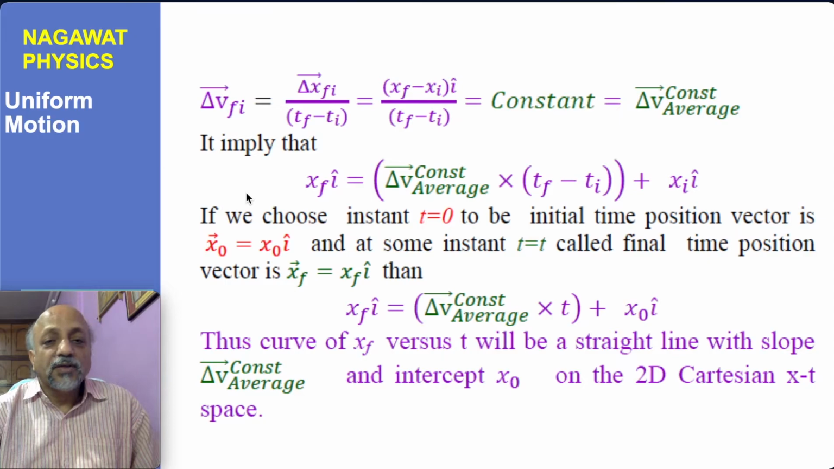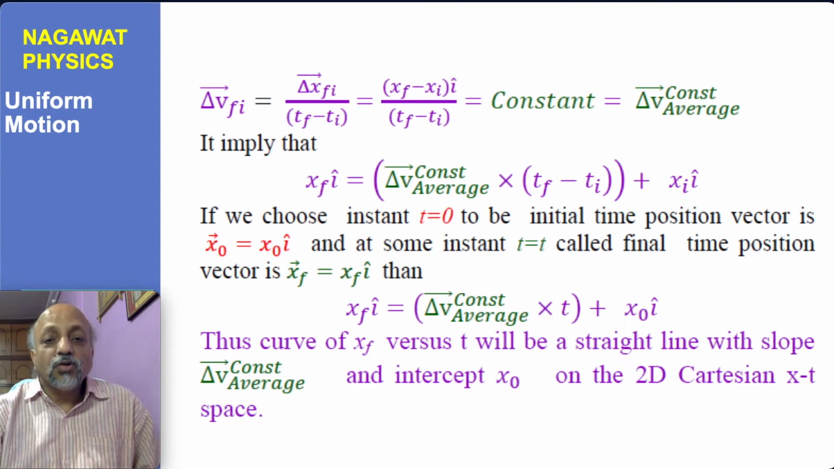So remember that we are discussing uniform motion, and the relations on this slide are applicable only for uniform motion. Since this velocity is constant, I can use this, and suppose I change t_i to t equal to 0. So I assume the initial time to be t equal to 0 and write x_0 as the initial position, then this can be rewritten in terms of that.